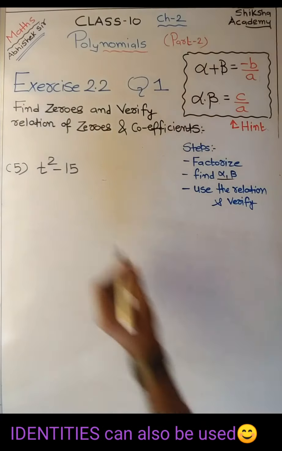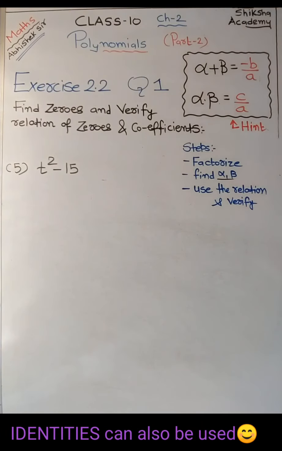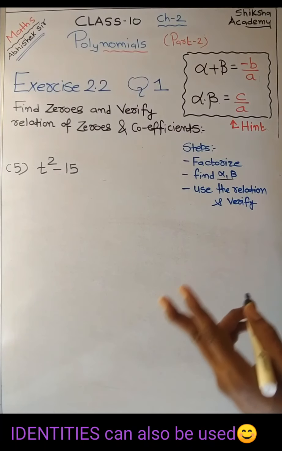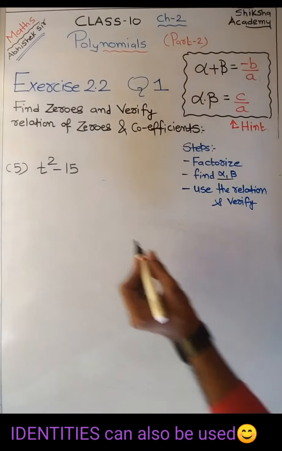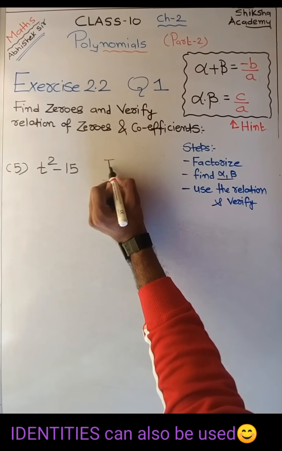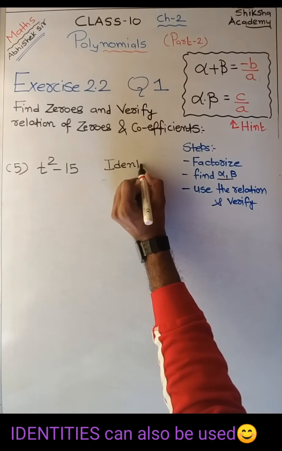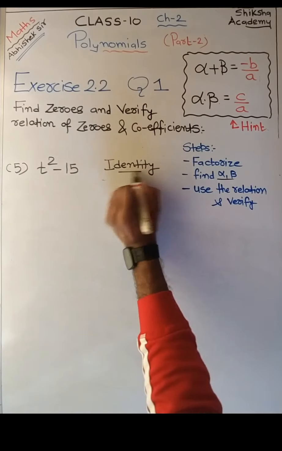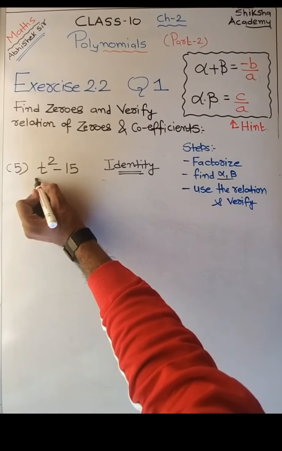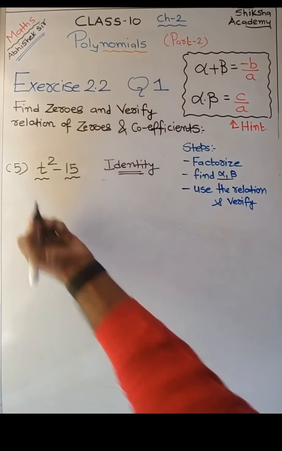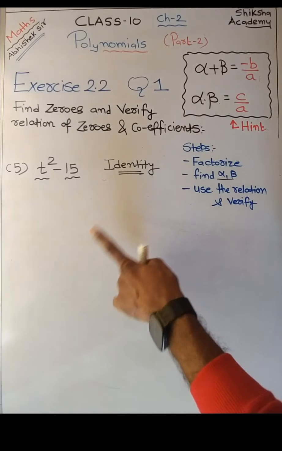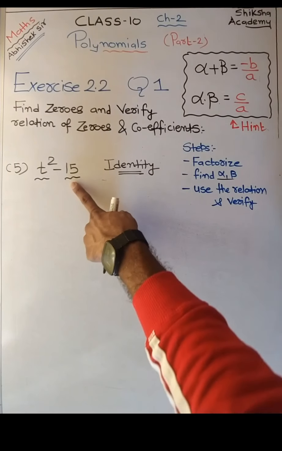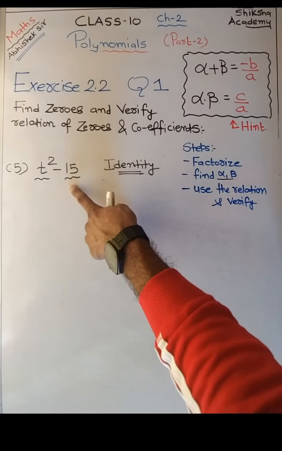Next we have t square minus 15. Again only two terms, but that is a quadratic polynomial. Here we will use another shortcut, as we will use an identity to find out the factors. Which kind of identity can we use? You can see the first term is a perfect square, and the other term, even though it doesn't look like a perfect square, if we take help of root, we can make this a perfect square.